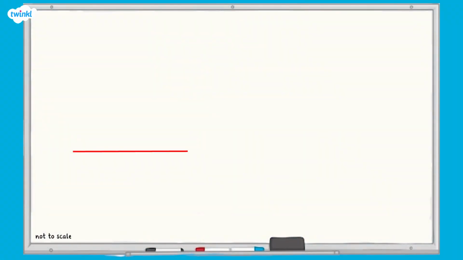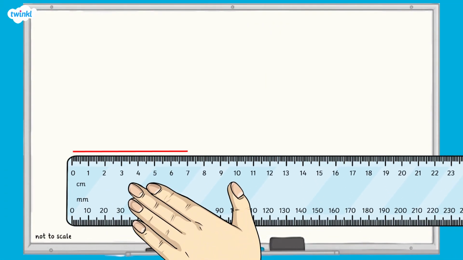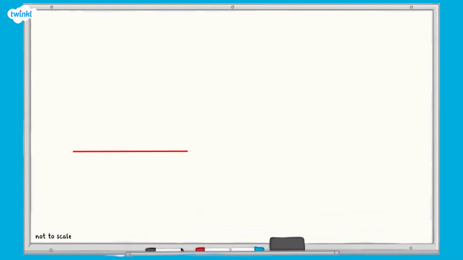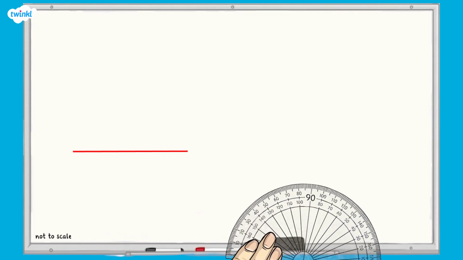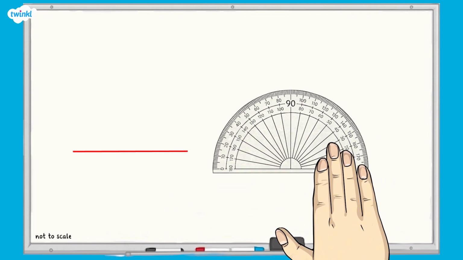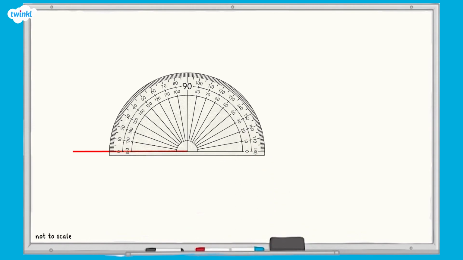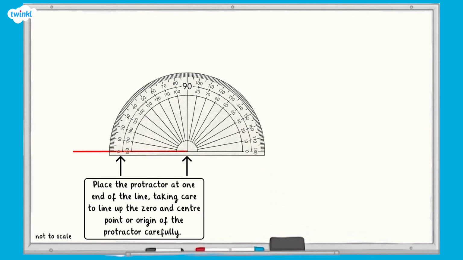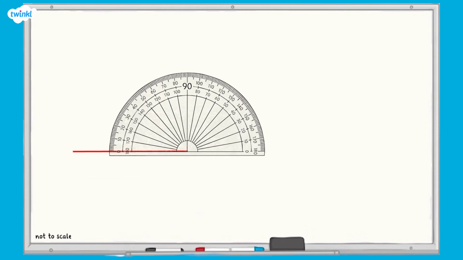Let's see how we might be able to apply this skill to drawing angles accurately. Here is another line of 7 centimetres. To add an angle of 30 degrees to this line, we'll need to use a protractor. First, we need to place the protractor at one end of the line, taking care to line up the 0 and centre point or origin of the protractor carefully. Next, we need to use the scale on the protractor to measure an angle of 30 degrees.